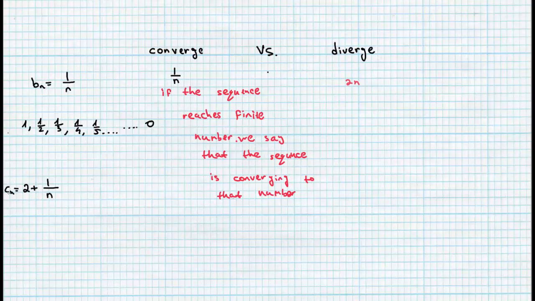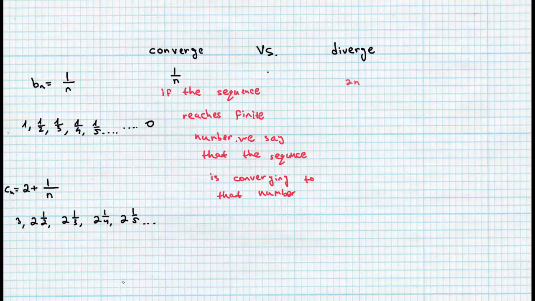Let's call it c_n. If we plug in numbers, we will see that the first number is 3, the second number is 2.5, then 2 1/3, 2 and 1 over 5, and it goes like this. I'm sorry, I said it wrong earlier, it's my mistake.